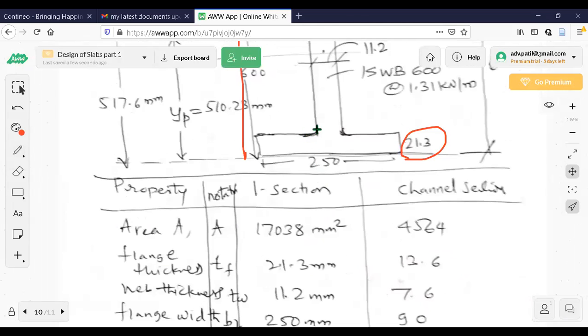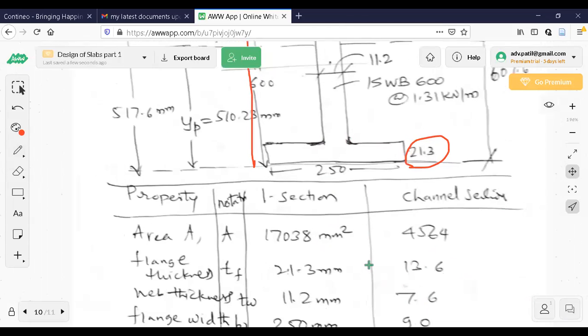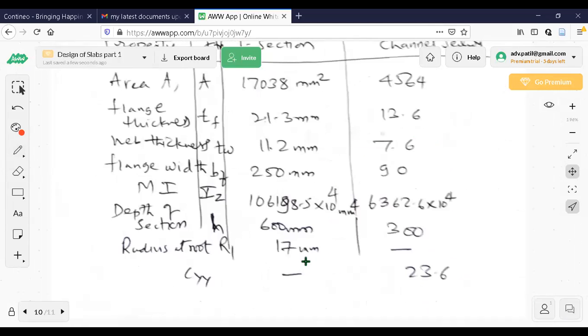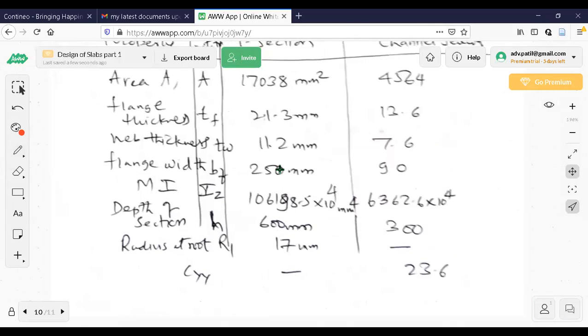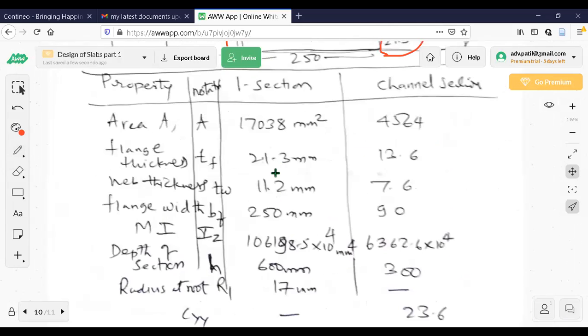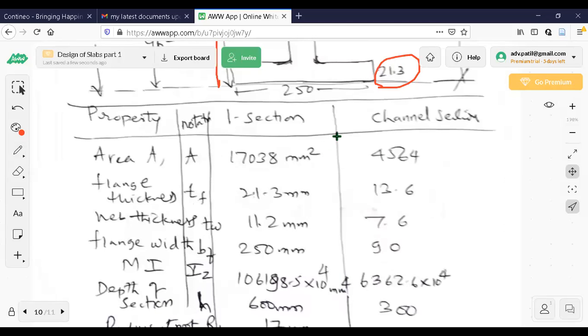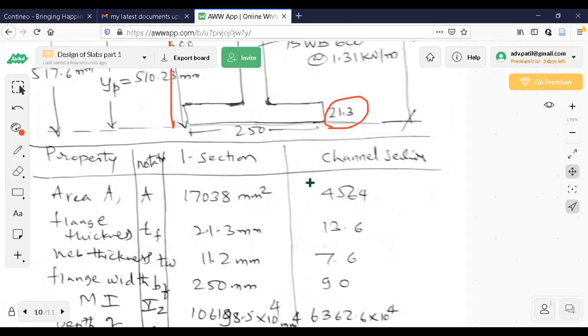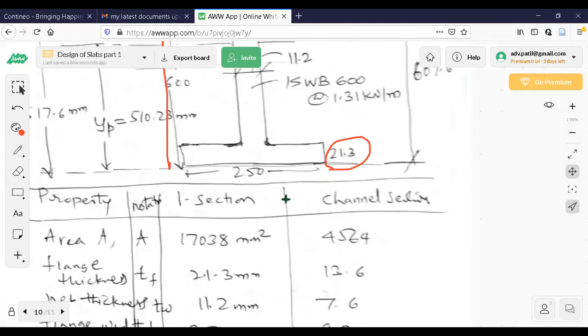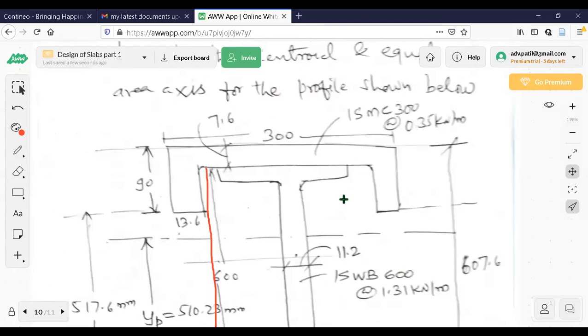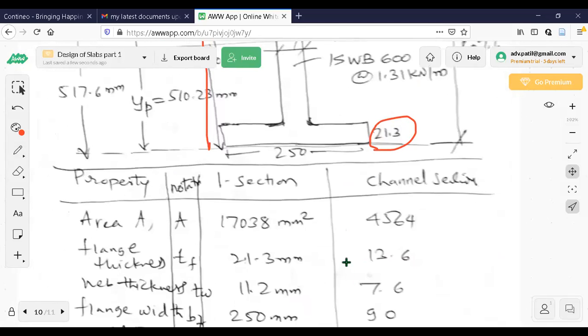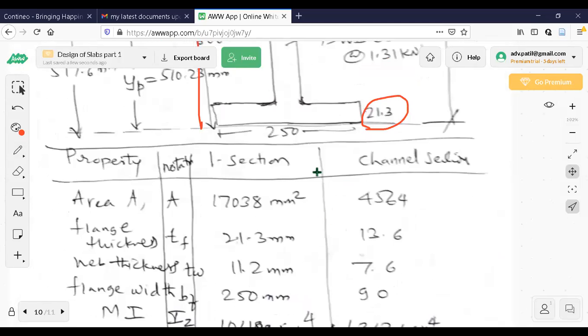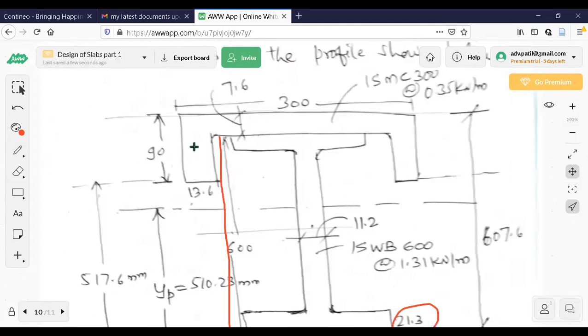Okay. Then finally, radius of root is R1. Somewhere here the radius is there. Radius of the root we call it. It is not perfectly square. There is a curve here. For that curve, they have given a radius of 17 mm. So this is about your I section. The same thing is given for the channel section. Area of this channel is 4564.